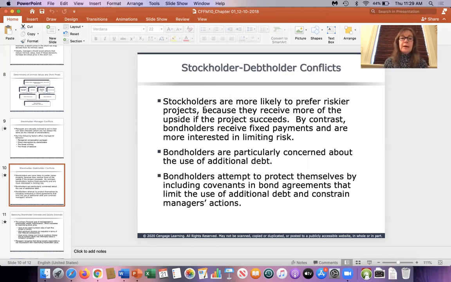So because of that, stockholders are more likely to prefer riskier projects, because they receive more of the upside of the project, the profits from the project, where the bondholders just receive these fixed payments. So the bondholders are going to be concerned about the use of additional debt to take on a new project, whereas the stockholders would prefer that. So that's the essence of the stockholder-debt holder conflict.